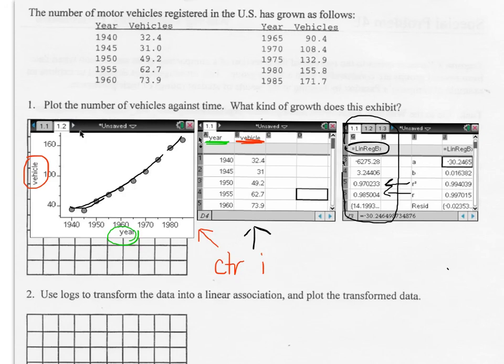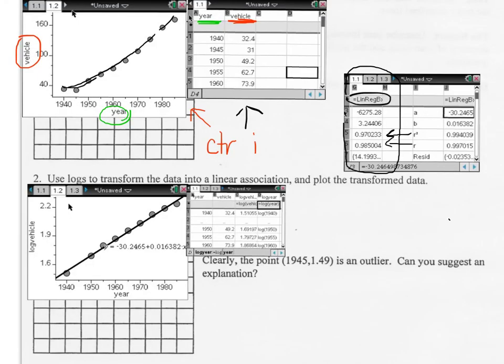And how do we do that? We're going to use logs to transform the data into a linear association and then plot that transformed data. Now I have used a TI Inspire to use logs to transform the data. And what I did is, I first just took the log of the vehicle.